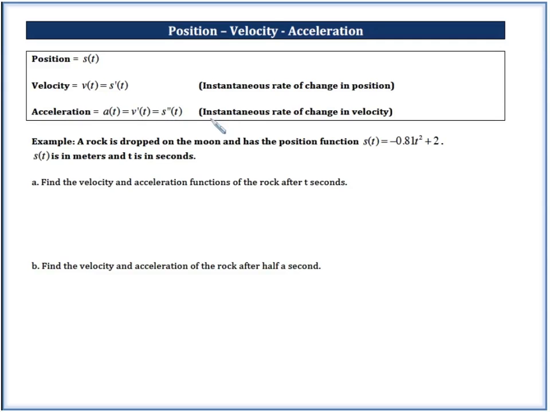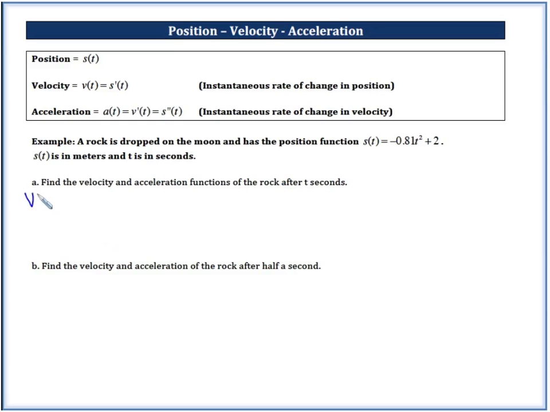And what acceleration is, it's the instantaneous rate of change in velocity. So a rock is dropped on the moon and has the position function s of t equals negative 0.81 t squared plus 2. And the position is in meters, and our time is in seconds. So it says find the velocity and acceleration functions of the rock after t seconds.